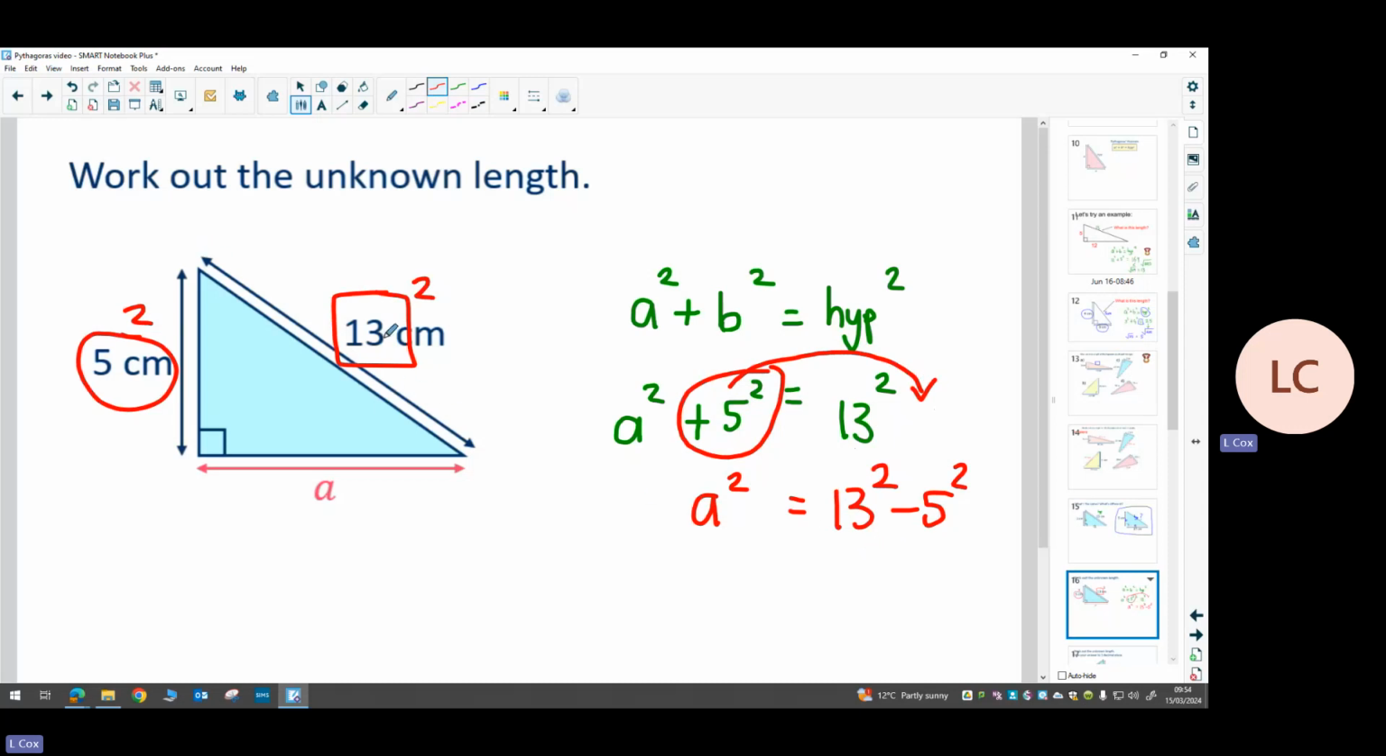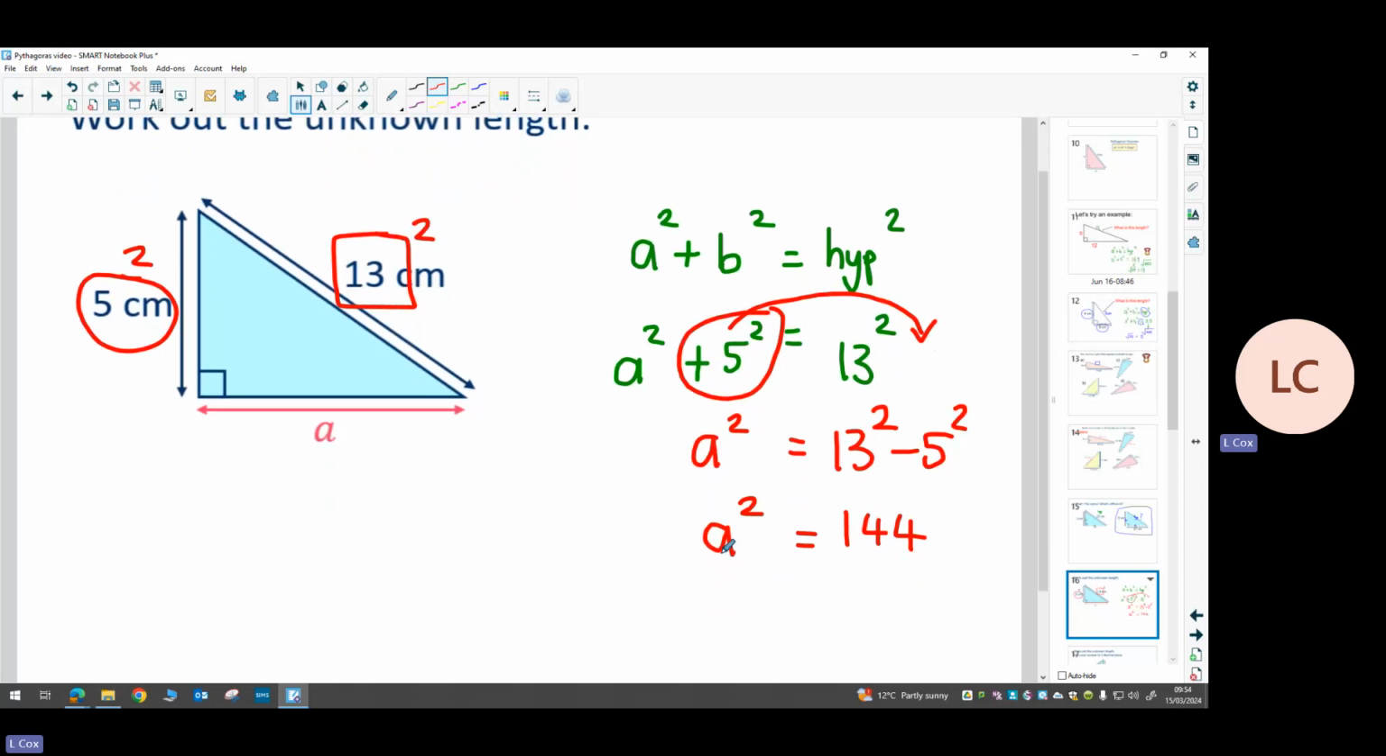Hypotenuse squared this time, take away 5 squared. And that will give me an a squared of 144. So if I know what a squared is, I need what a is, so I have to square root the answer from before, and the answer is going to be 12. So my missing length equals 12.